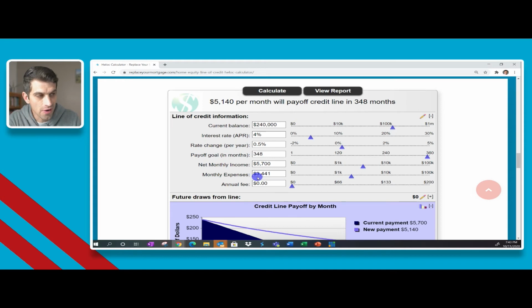Again, on the expenses, very important you get this one correct. It's everything except your mortgage. You still have to include taxes, you still have to include home insurance, and all other expenses throughout the month, whether that's car payments, groceries, utilities, vacations, whatever it may be, your average monthly expenses need to be here. And then your annual fee, usually not a significant number. It's recommended to input $35. So these will be your inputs going into the calculator.